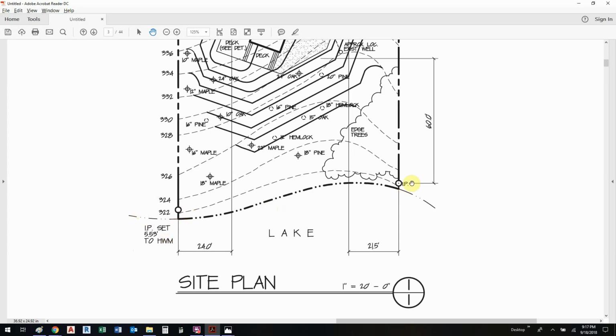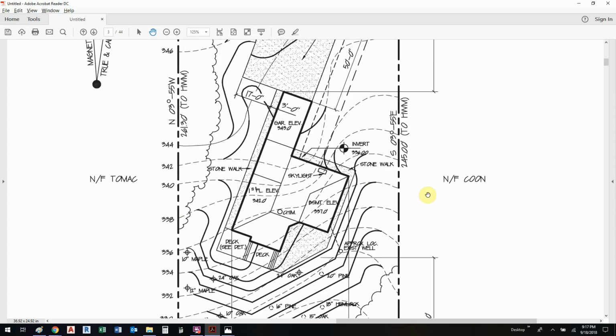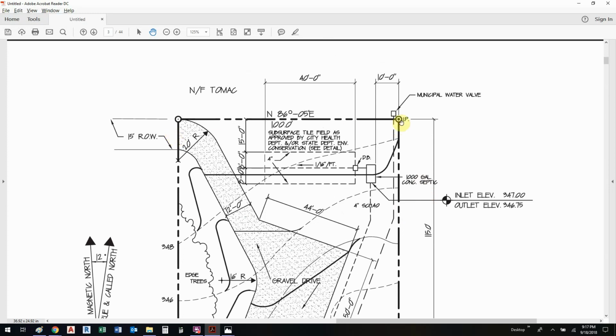So we have set this pin basically 5.5 feet in from the high water mark. And IP, you see it here, IP stands for iron pin. And that is a marker for a surveyor so that they can survey this out. So we have 2 pins here and we have 2 iron pins here.